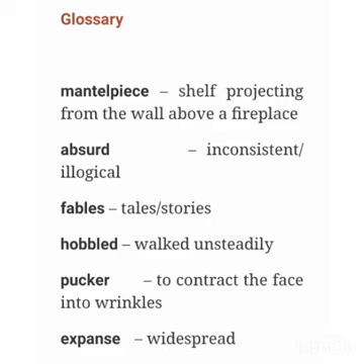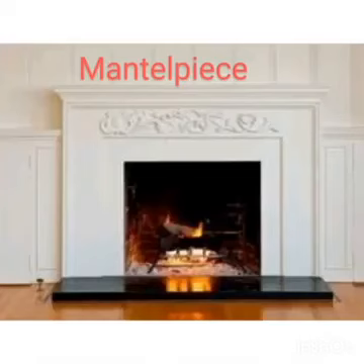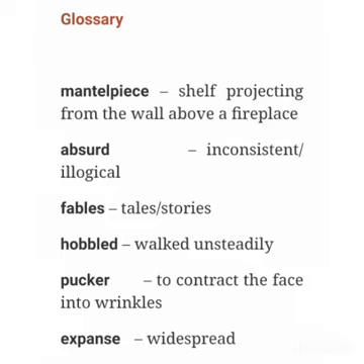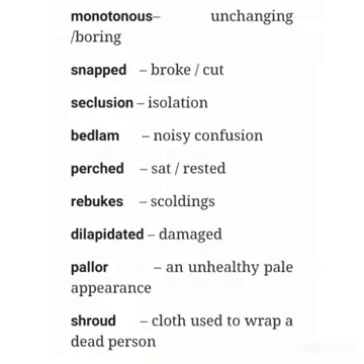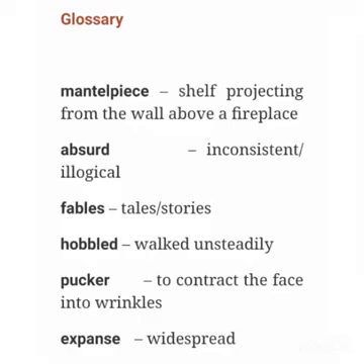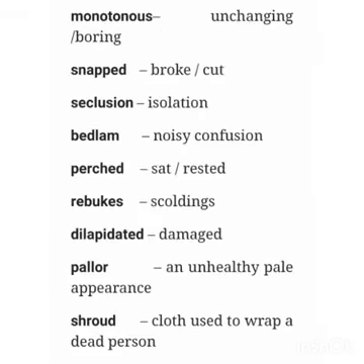Mantelpiece: a shelf projecting from the wall above a fireplace. Absurd: inconsistent or illogical. Fables: tales or stories. Hobbled: walked unsteadily. Pucker: to contract the face into wrinkles. Expanse: widespread. Monotonous: unchanging or boring. Snapped: broke or cut.